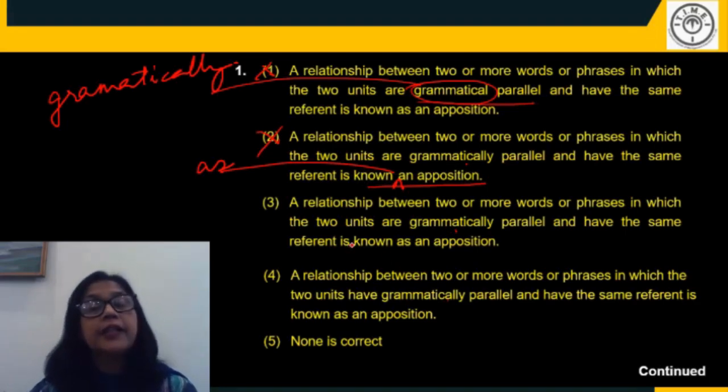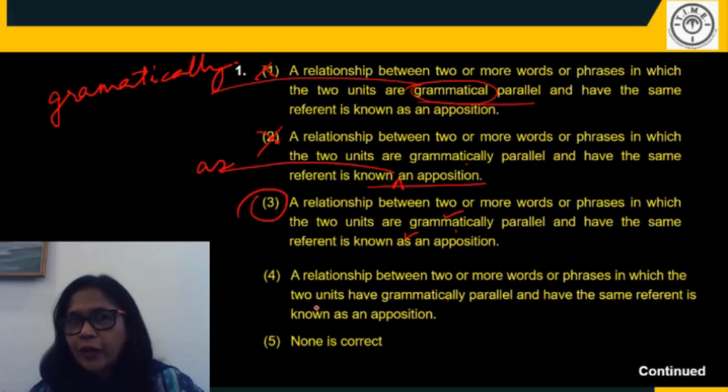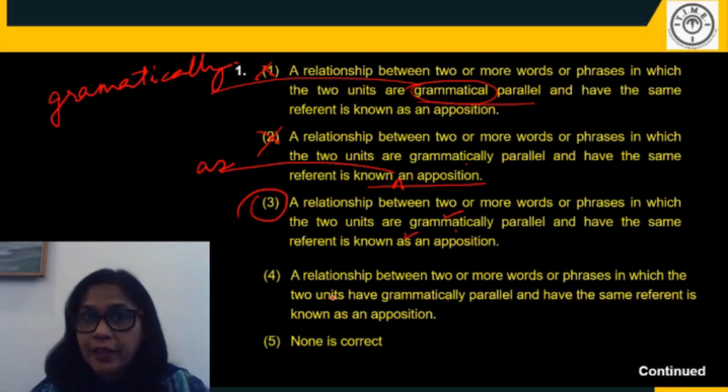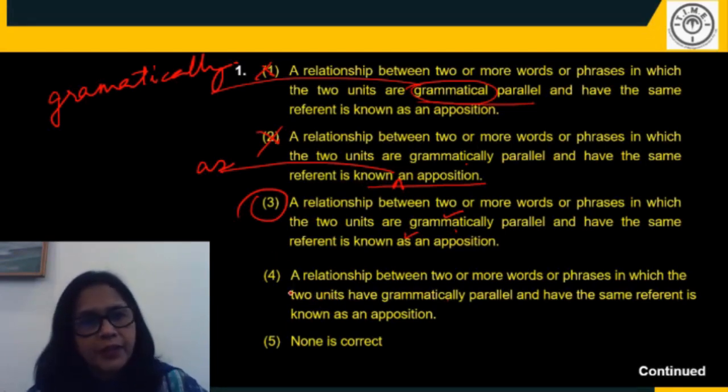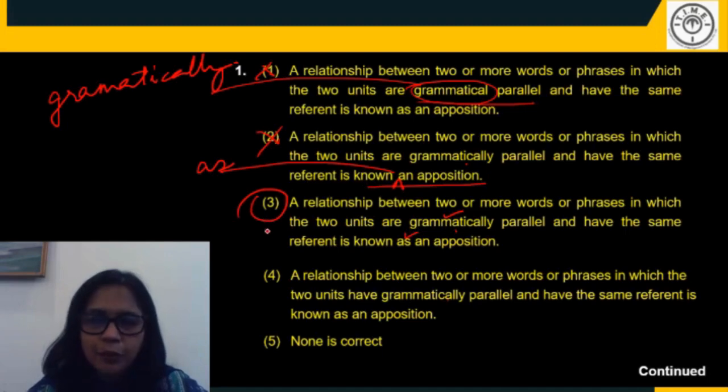Let's look at the third sentence. A relationship between 2 or more words or phrases in which the 2 units are grammatically parallel and have the same referent is known as an apposition. The 2 errors that we had encountered earlier, we do not see here. So this is a correct sentence. That means there's something wrong with the fourth one. In the exam, you need not identify that. Third is your answer, mark and move ahead.